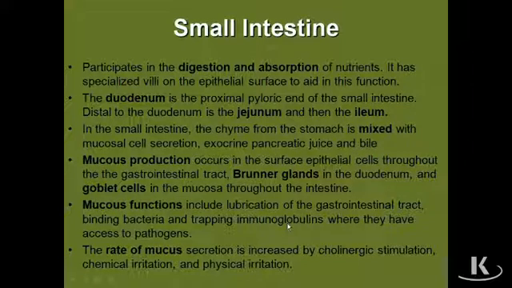Certainly the chyme from the stomach that arrives in the small intestine is mixed with mucus secretions as well as exocrine products in the form of pancreatic juice and bile. Mucus production occurs in the surface epithelial cells throughout the length of the tract, but in the duodenum, as we said, the Brunner's glands enhance that alkaline production, as do the goblet cells in the mucosa lining the epithelium. The rate of mucus secretion is increased and enhanced by cholinergic stimulation or by chemical irritation or even physical irritation. Now, let's look again at the overall structural anatomy using a picture of the small intestine.